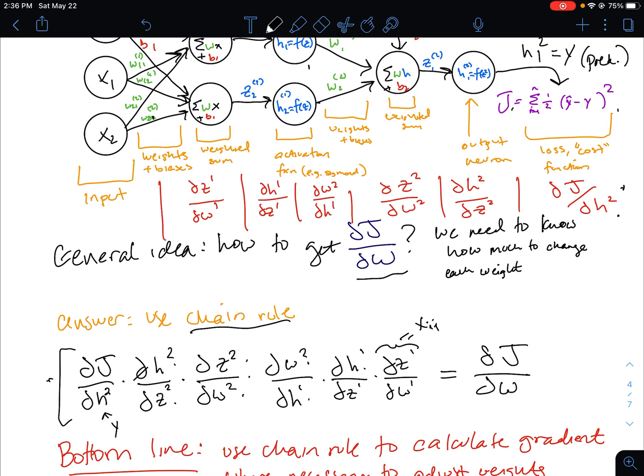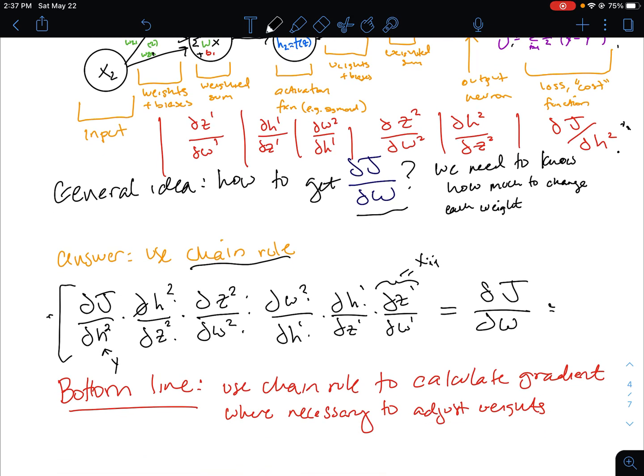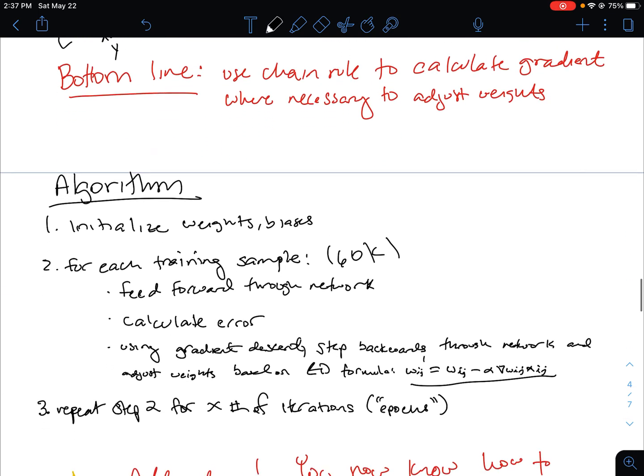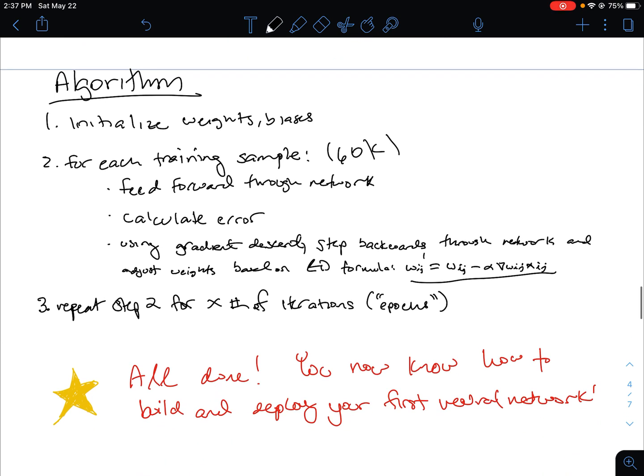And if you follow along in red, it's basically just what I have in black down here, but in reverse. And you can see why we call it backpropagation, because we start from the back, and we can easily calculate these derivatives as we have the one before it. We can use the one before it to calculate the one after it, and move to the left of the network and adjust the weights based on these gradients here. So the bottom line is we can use the chain rule to calculate gradients where necessary to adjust the weights and biases.